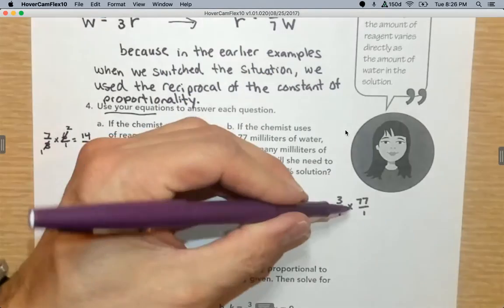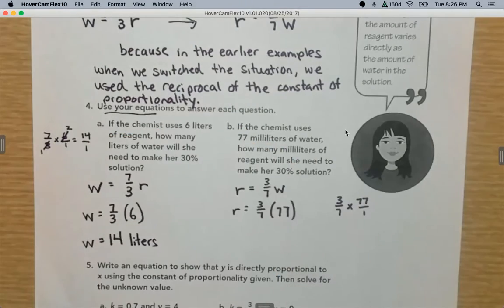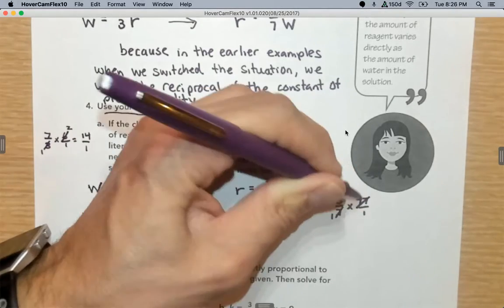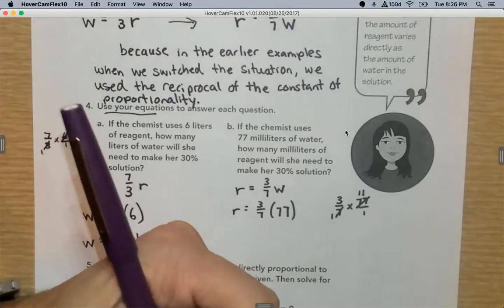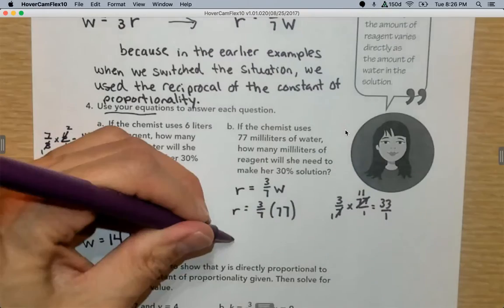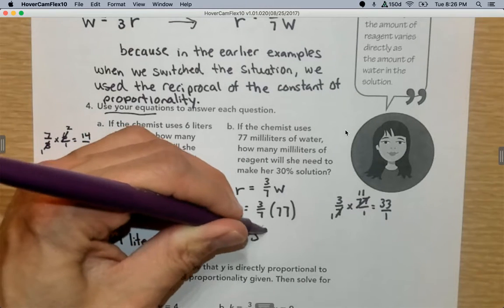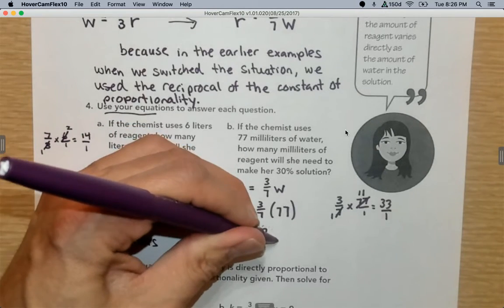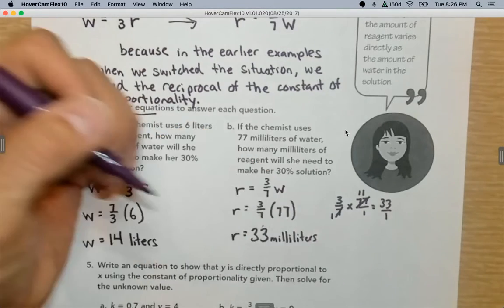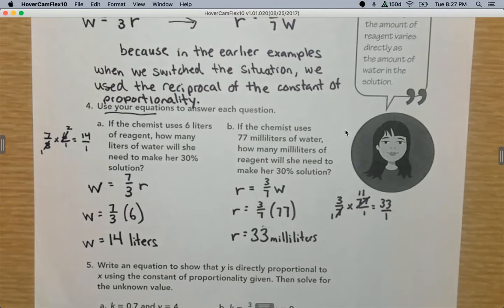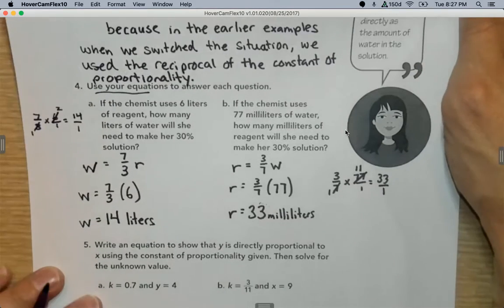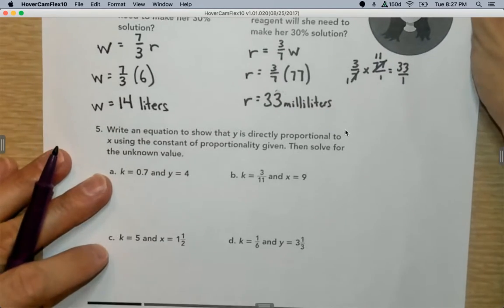77 and 7 have a common factor of 7. So I would reduce that. 7 divided by 7 is 1. 77 divided by 7 is 11. 3 times 11 is 33. 1 times 1 is 1. And so my reagent would be 33. In this case, the label is milliliters of reagent. Okay, so I write down the right equation for the situation. I substitute the variable for what I know. Then I solve the problem to find the missing amount.